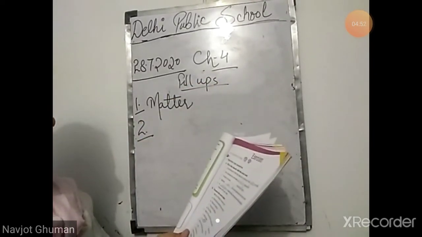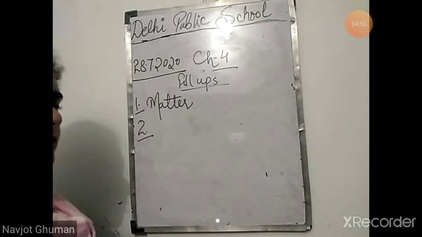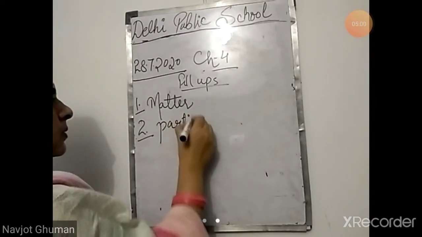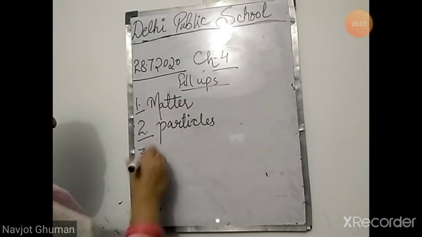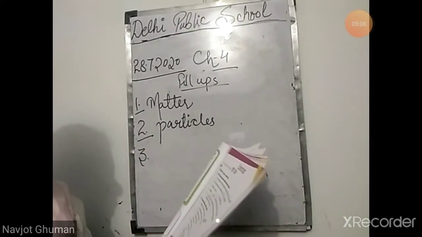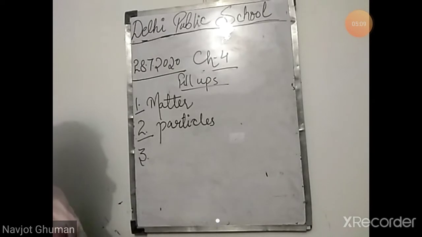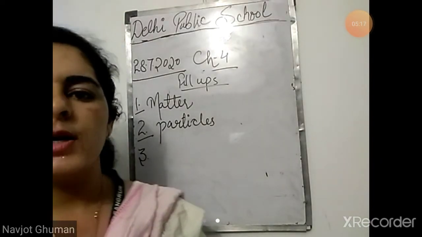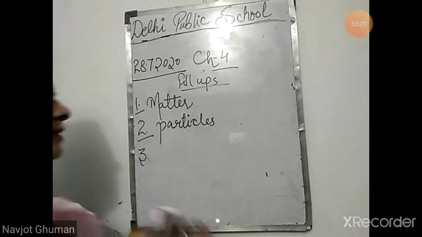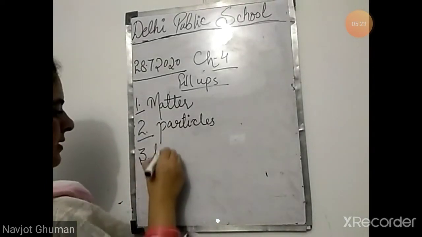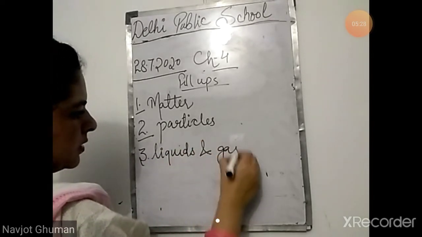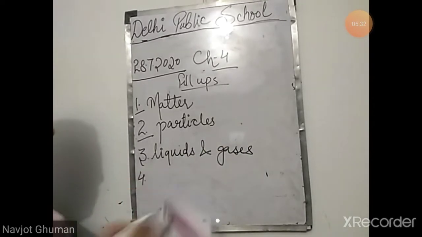Next, all substances are made up of dash. They are not made up of liquids, they are made up of particles. Next, fluids include dash. We know liquids are called as fluids, but we have read that gases are also considered as fluids because they also flow from one place to another as liquids. So answer is liquids and gases both. They both are considered as fluids.